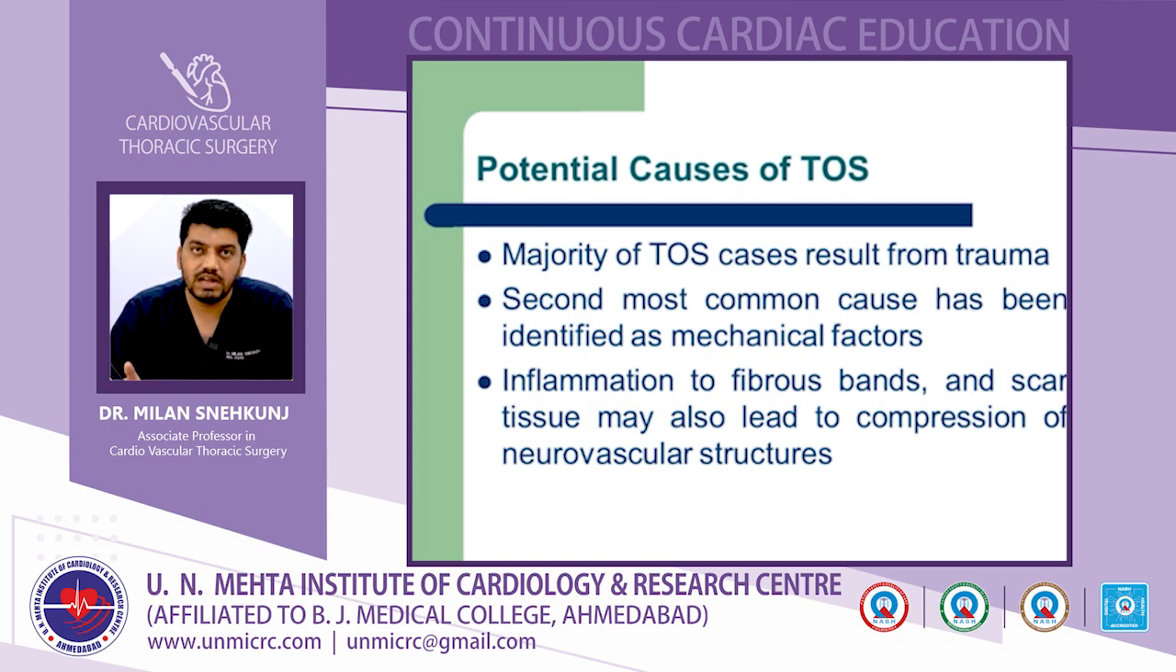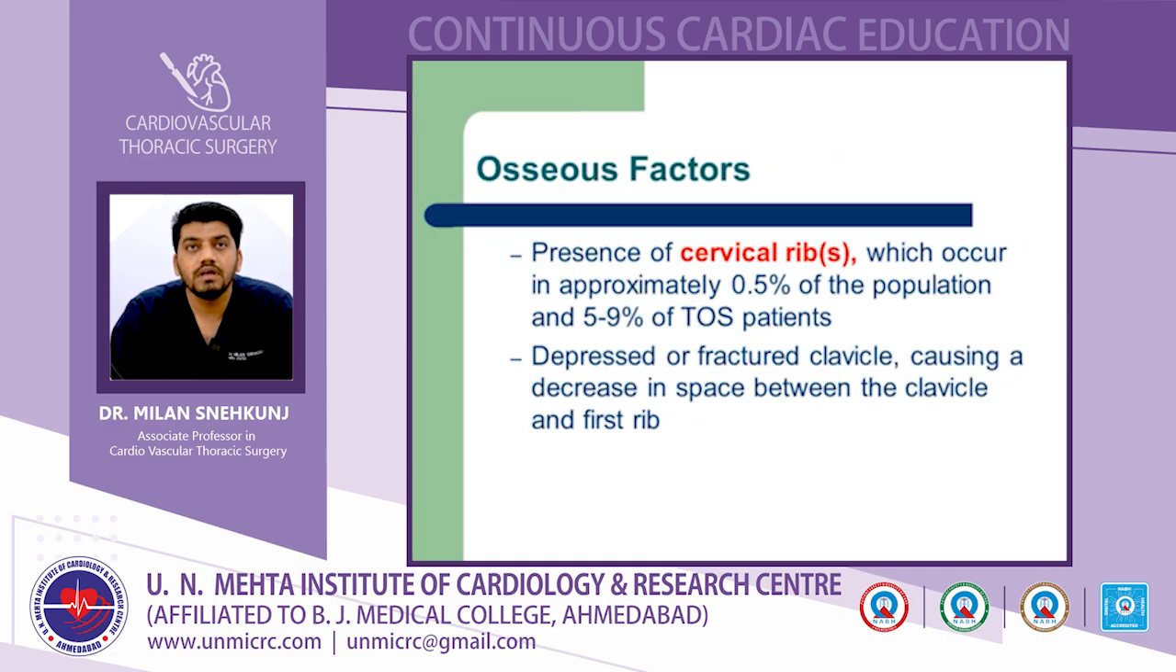The majority of thoracic outlet syndrome cases result from trauma. The second most common cause has been identified as a mechanical factor. Inflammation of the fibrous band and scar tissue may also lead to compression of the neurovascular bundle. Osseous factors: presence of a cervical rib, which occurs in approximately 0.5% of the population and 5 to 9% of thoracic outlet syndrome patients. Depressed or fractured clavicle causing a decrease in the space between the clavicle and first rib.